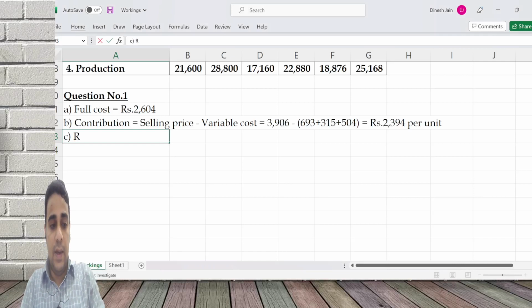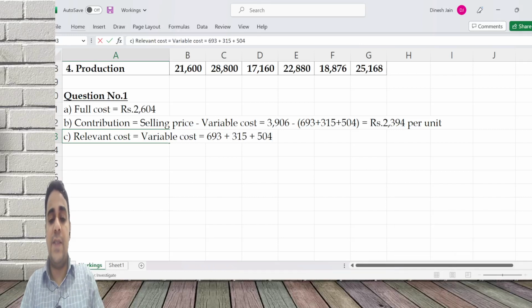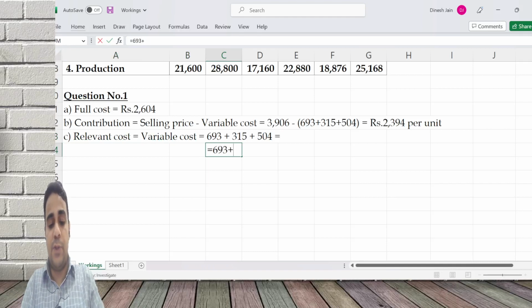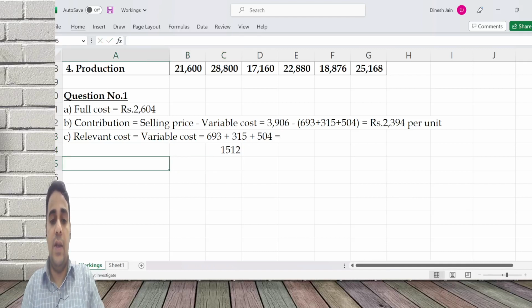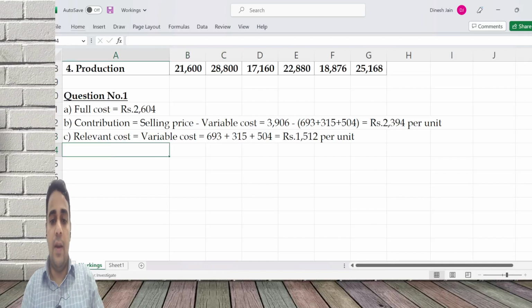Point number C, relevant cost is equal to variable cost, equal to 693 plus 315 plus 504. Fixed can become relevant if you are going to incur anything extra. Sometimes if you accept a special order, you will incur some extra cost. That time you can consider it. Relevant cost is 1512 per unit.